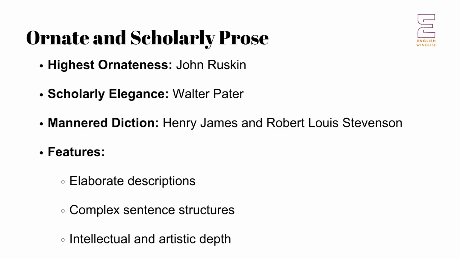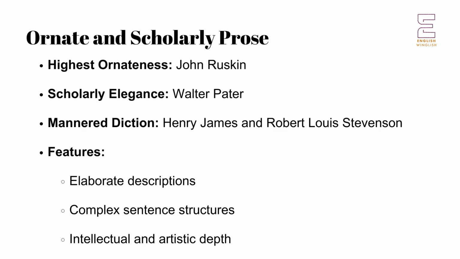John Ruskin's prose stands at the pinnacle of Victorian ornateness. As an art critic, social thinker, and philanthropist, Ruskin infused his writings with a rich and elaborate style that combined detailed aesthetic analysis with fervent social commentary. His works, such as Modern Painters and Unto This Last, are marked by their eloquent prose, meticulous attention to detail, and profound moral and aesthetic insights.